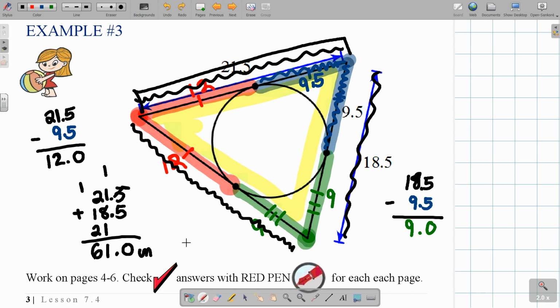All right, continue on pages 4, 5, and 6. Check the board as you finish each page.